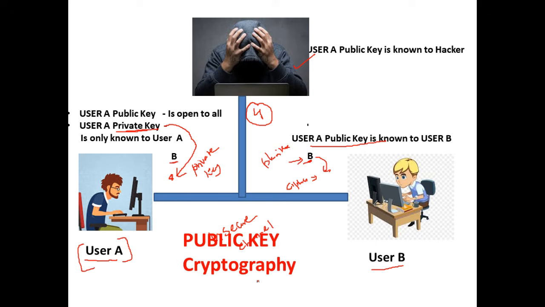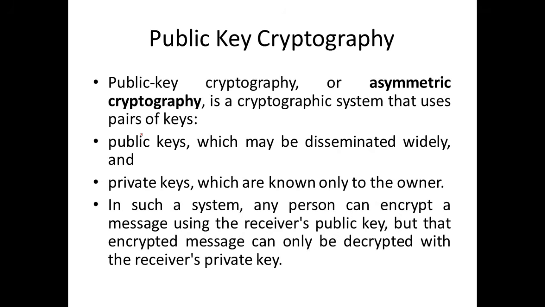Why do we say it is asymmetric key cryptography? Because we are using two different keys. One is a public key, another is a private key. A key that is used for encryption is not the same as the key that is used for decryption. So this is the theory behind it. Public key cryptography or asymmetric key cryptography is a system that uses a pair of keys. So public key, as per the animation, we know it's open to all, known to all, whereas private key is very private to the user.